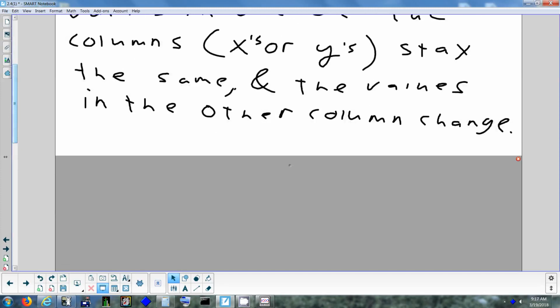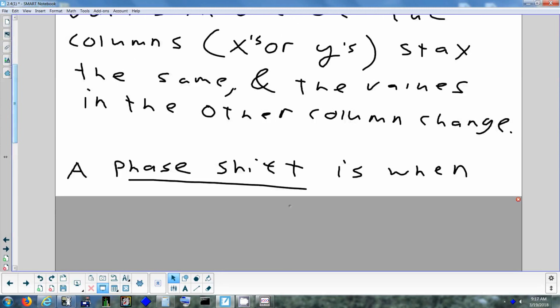Okay, so any questions about what I've tried to explain so far? So everything we just explained was all just kind of background stuff about sine and cosine. For the rest of the week, now I'm going to talk specifically about each transformation. And there's 4. So the first one we're going to start with is a phase shift.